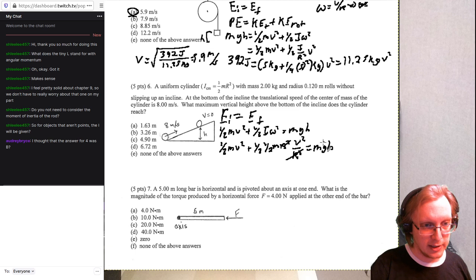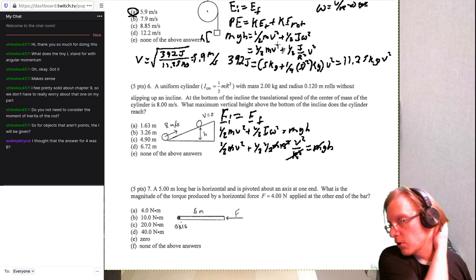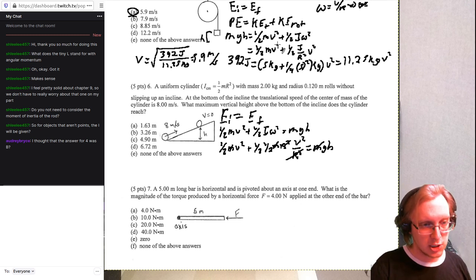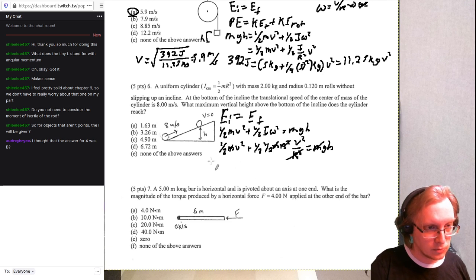And then the m's cancel out from both left and right. That is not a thing we can do with this one up here. So you can't just go through and scratch out all the m's just because. You have to actually know that all the m's are indeed equal to each other, and because we're talking about the same object, that's the thing we can do.